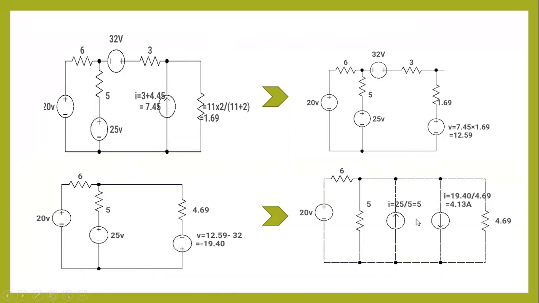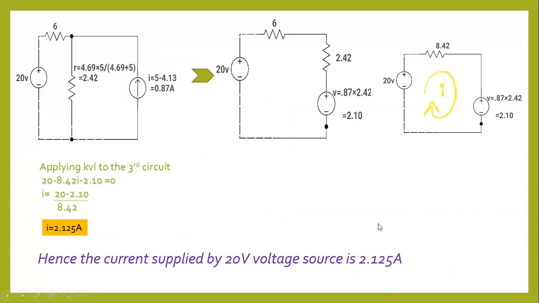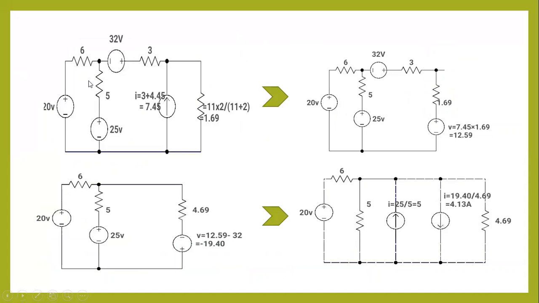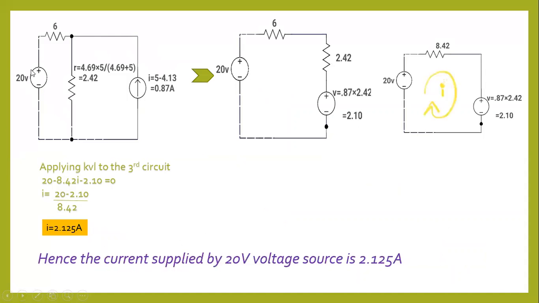Next step: two current sources are connected in parallel with opposite directions, hence I'll go for subtracting. 5 minus 4.13, we got 0.87 amps, and the two resistors connected in parallel here, 4.69 and 5, we will resolve to a single resistor by a formula. So now we have a current source and a resistor. I'll again transform this to a voltage source and a resistor in series with it.